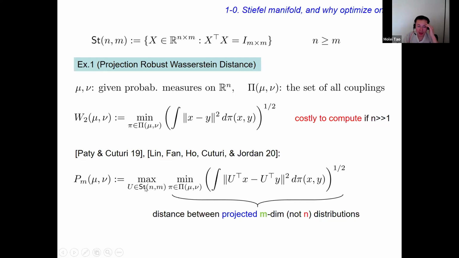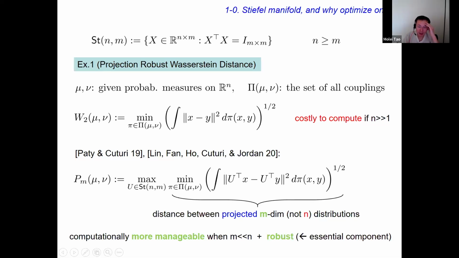And then, of course, you still have to do this outer maximization over the subspaces, but overall, this is computationally more manageable if the subspace dimension is much lower than the ambient dimension. Moreover, it has been argued in a very compelling way that this is robust. For example, suppose most of your data actually live in a low dimensional subspace, but you have some outlier. After doing this projection, you basically get rid of the outlier. So there are many reasons why this is a very cool object.